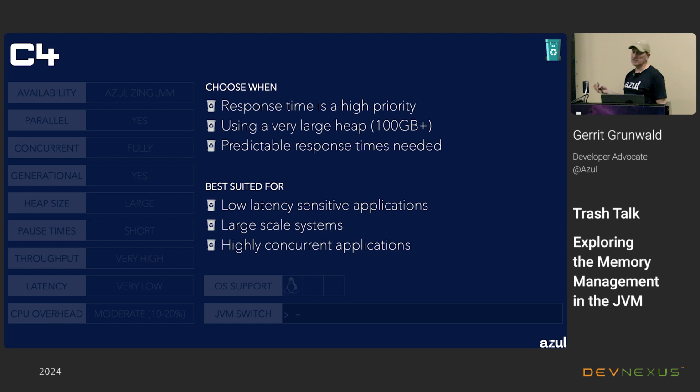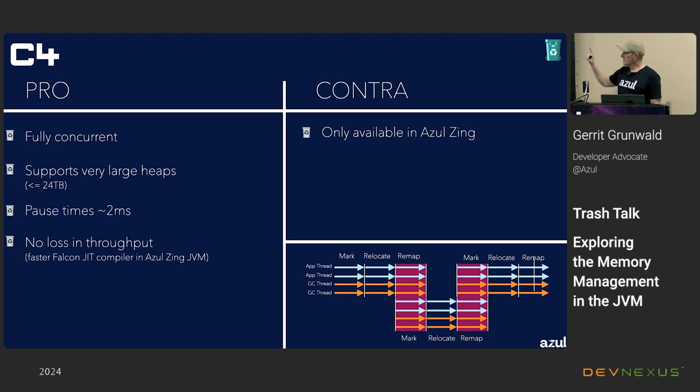And in the past, we did it in hardware. So Azul built hardware where all the garbage collection was done in hardware. And then we moved it to Zing, which is our JVM. This is more than 10 years ago. I think it's 14 years ago since we did it. So it's the same as ZGC. It's really the same: very high response times, using very large heaps, predictable response times needed, and so on. The difference is it's fully concurrent.